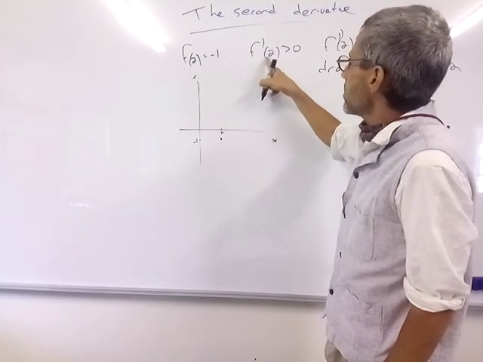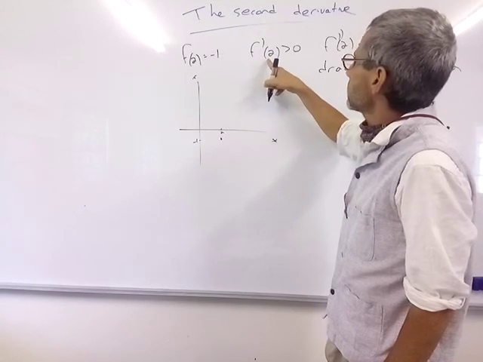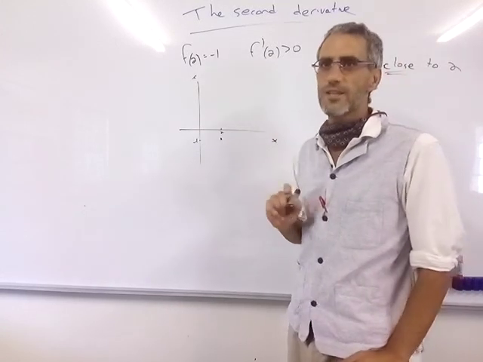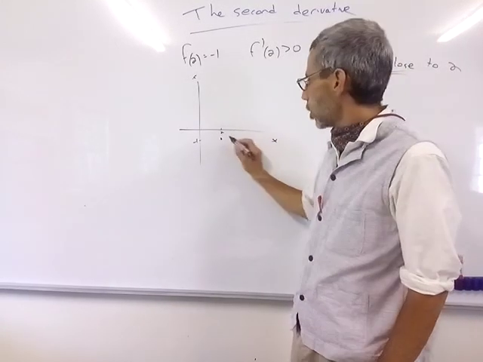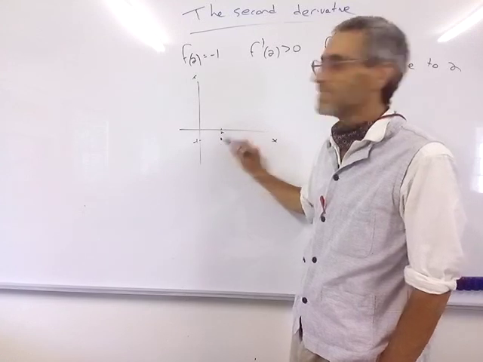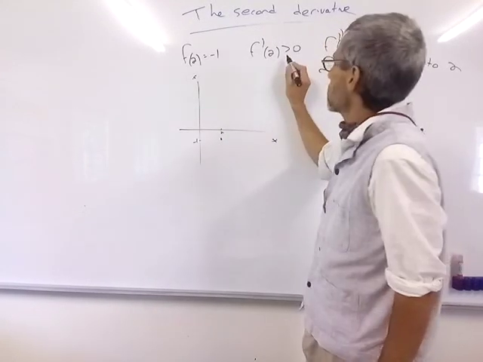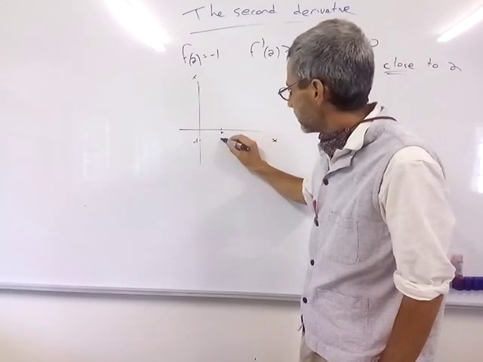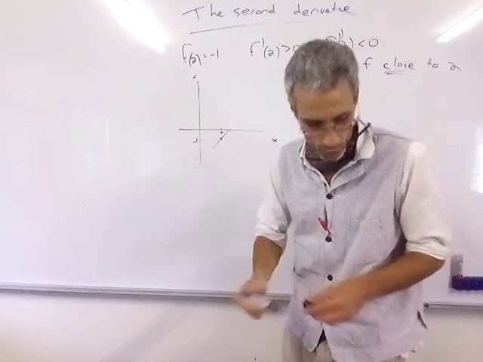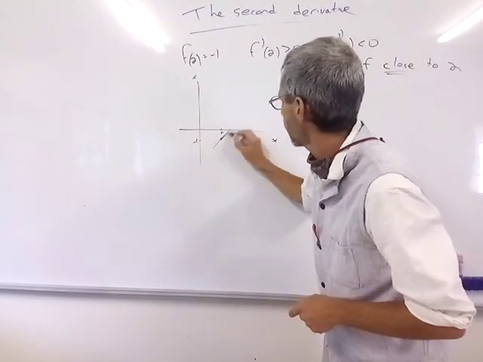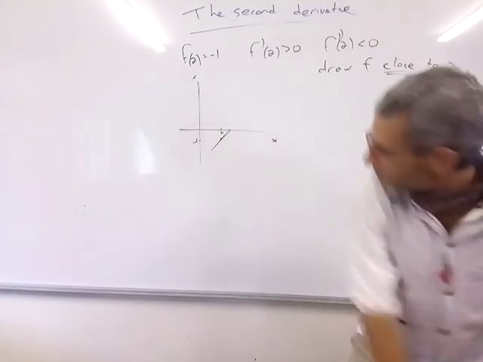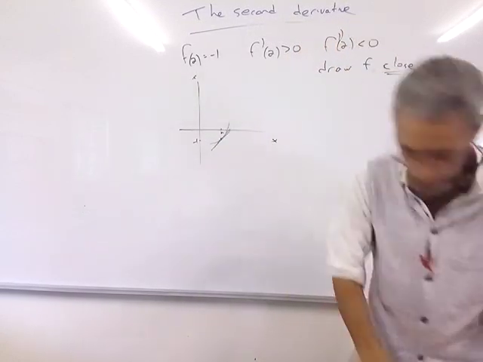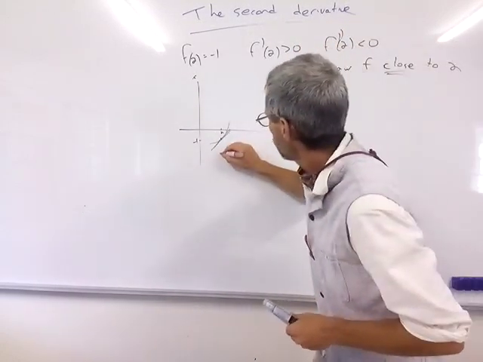Now, you already learned last year about the first derivative. The first derivative is positive at 2. What does it tell you about the graph? It's increasing, because if the first derivative is positive, that means it's increasing. But it can either increase like this, let's draw different colors, it can increase like that, or it can increase like that.